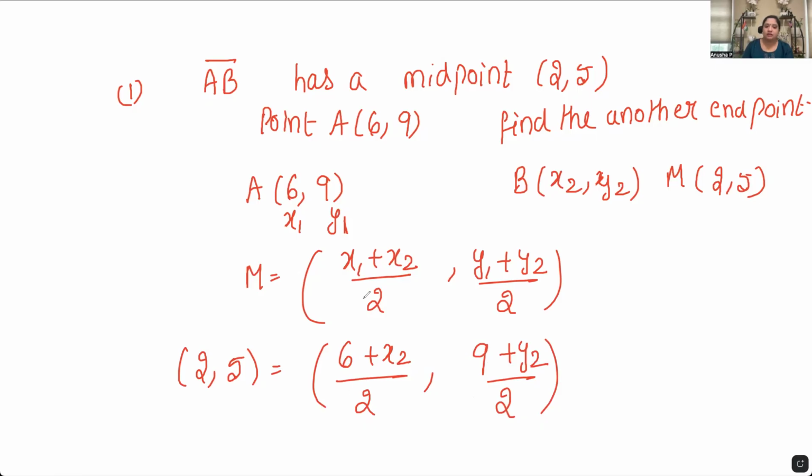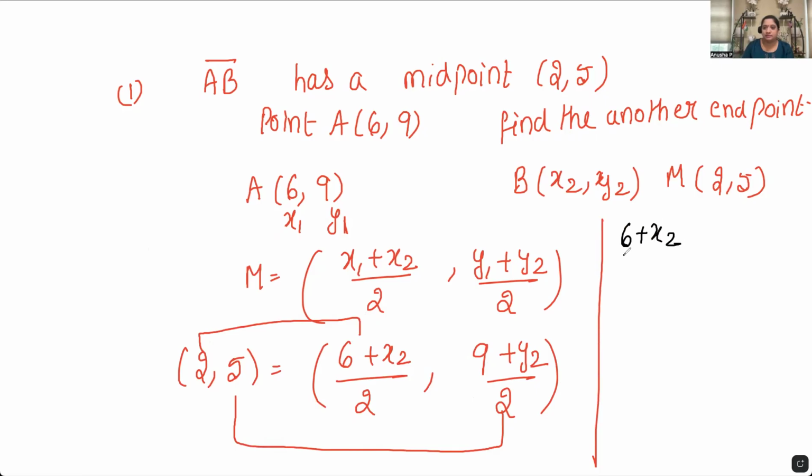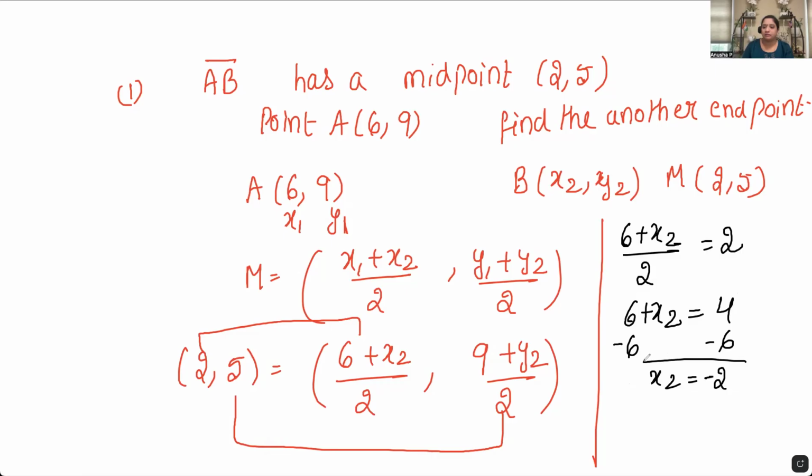Now after writing this step, the average of the x coordinates is equal to 2 and the average of the y coordinates is equal to 5. So we have to make them equal to each other. In order to solve for x2: 6 plus x2 over 2 equal to 2. When you cross multiply, 6 plus x2 equal to 2 times 2, which is 4. Now subtract 6 on both sides. x2 will be negative 2.